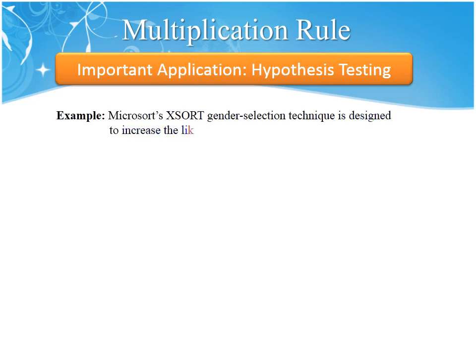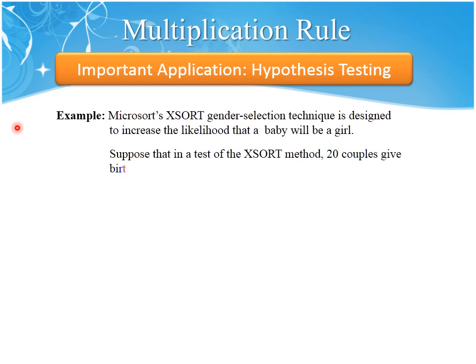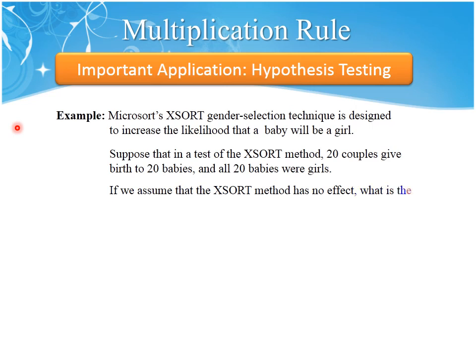As a preview to one of the applications we're going to be using these probability ideas for, something called hypothesis testing, which we'll be doing a lot of later on in the semester, take a look at this example. A company called Microsort has an XSort gender selection technique which is designed to increase the likelihood that a baby will be a girl. Now suppose that in a test of the XSort method, 20 couples give birth to 20 babies, and all 20 babies were girls. If we were to assume that the XSort method has no effect, in other words, having a girl and having a boy is just a 50-50 chance, or the probability of having a girl is 1/2, then what is the probability of getting 20 girls in 20 births just by random chance?